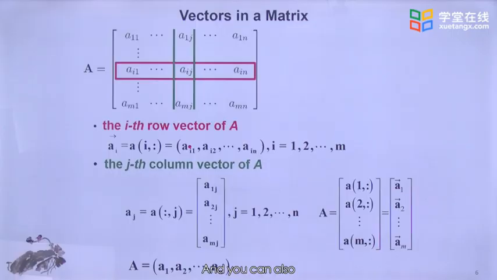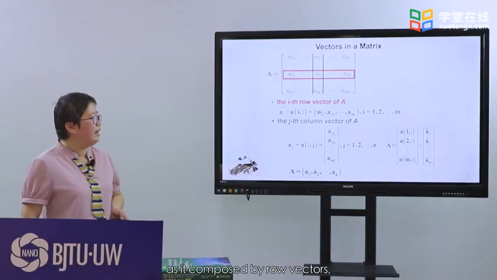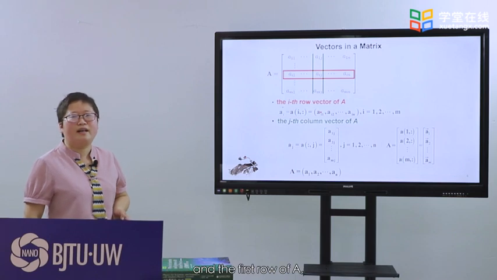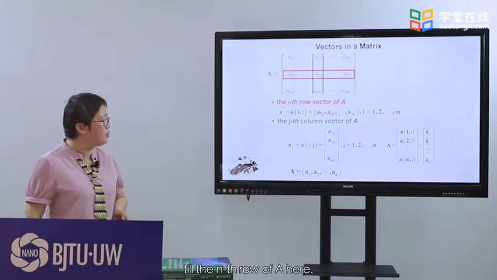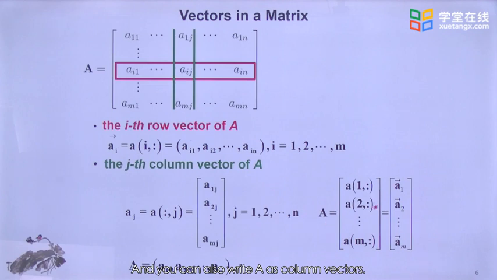And you can also use the column vectors of A, the jth column of A. So a_j here means the jth column of A. You can also write it as A semicolon j. Entry-wise, it is a1j, a2j, till amj, for j varying from 1 to n. So this matrix A, you can write as composed of row vectors: the first row of A, the second row of A, till the mth row of A. And you can also write A as column vectors: it is composed of the first column of A, the second column of A, till the nth column of A.